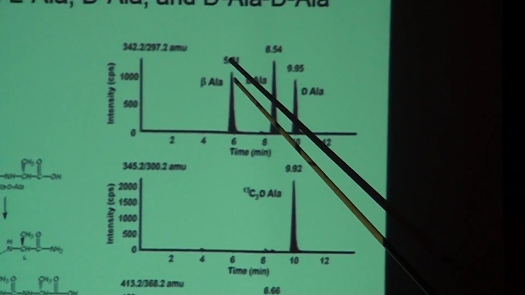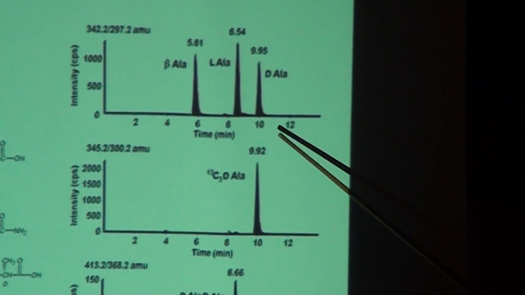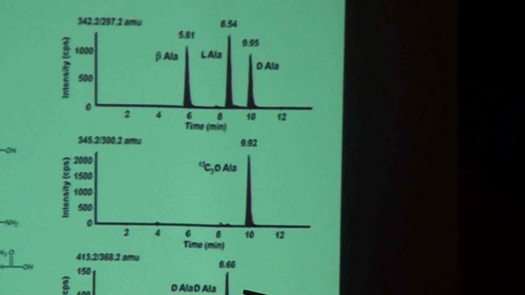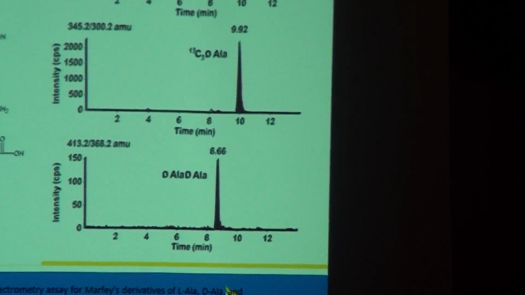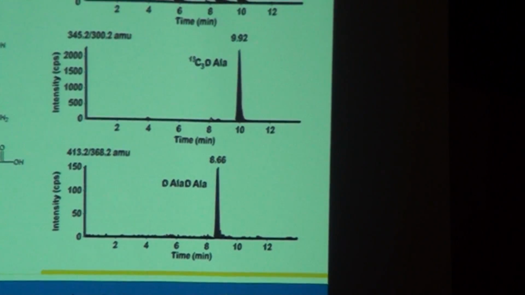And we had this impurity. We were wondering, what the heck is that? Well, it turns out it's beta-alanine, which is also in the cells. And then if we isotopically tag it, we can see another peak for the isotopically tagged alanine. And we also got the Diala from the same experiment. So we extract the bacterial cells, react with Murphy's reagent, we run it on this LCMS method, and we get all this data. And we can see exactly what's going on.